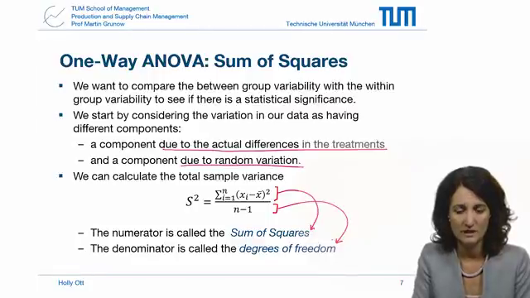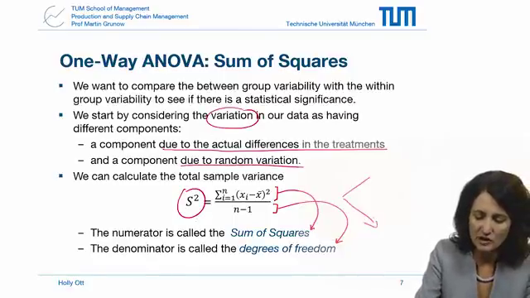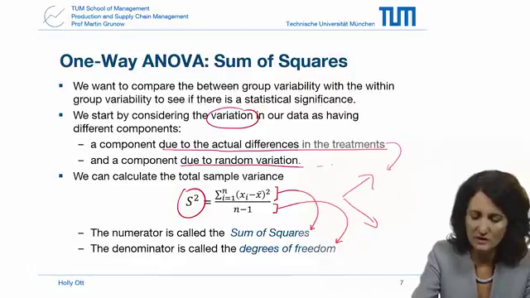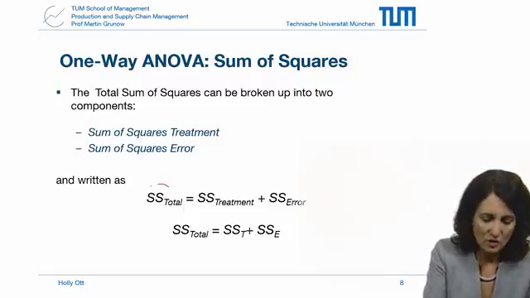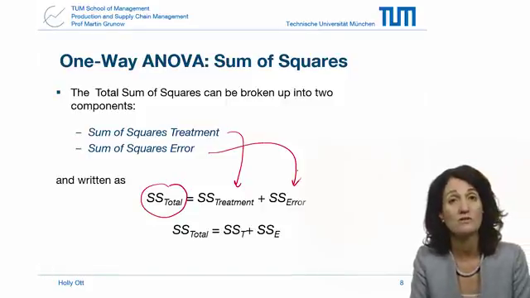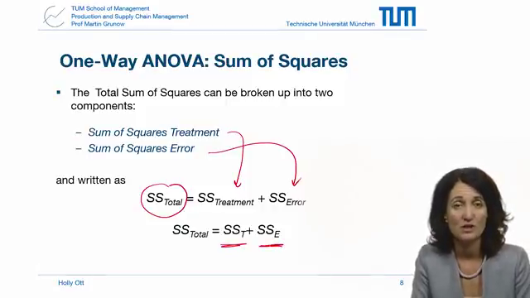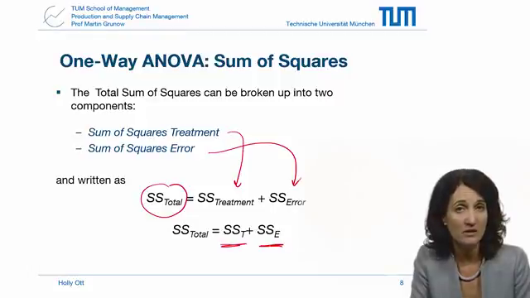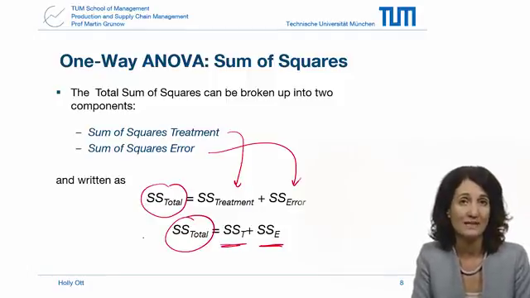Now, as we just said, we're going to take this entire variation and split it into two components. One part due to the treatments and one part due to the random variation. So, we're going to call the total sum of squares broken into the sum of squares of treatment and the sum of squares of error. We're going to abbreviate that as SST plus SSE. So in other words, the variation due to the treatments, the between population variation, plus the variation due to random error, the within population variation, is what is causing this total variation that we see.